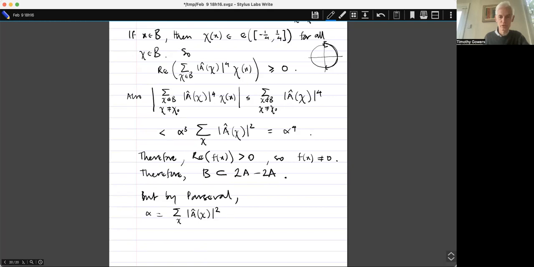which is greater than or equal to the sum over all χ in K of |Â(χ)|², which is greater than or equal to α cubed times the size of K, because each of these things for χ in K is at least α to the 3/2 squared, i.e. α cubed, and there are |K| of them. And so therefore the size of K is less than or equal to α to the minus 2, as promised. And that ends the proof of the Bogolyubov lemma.